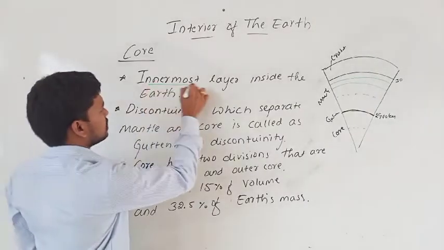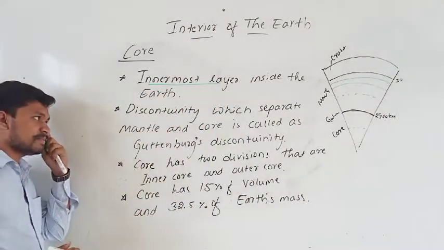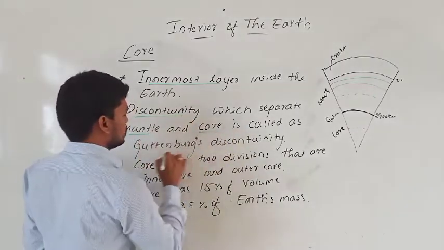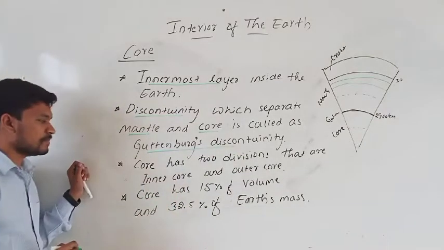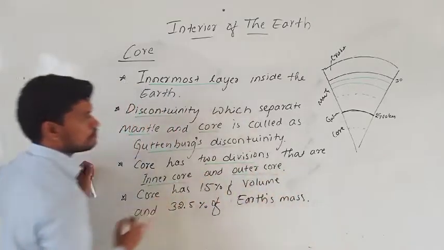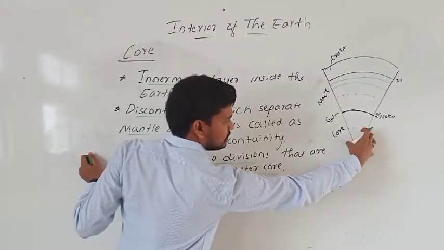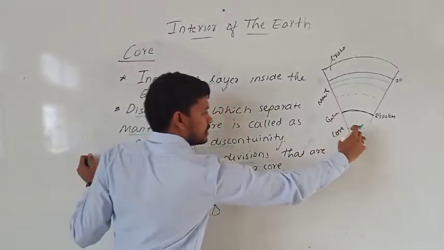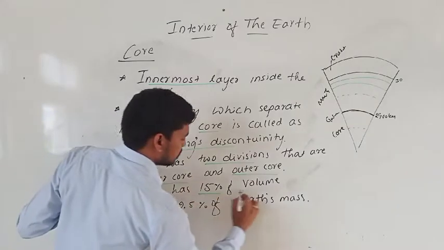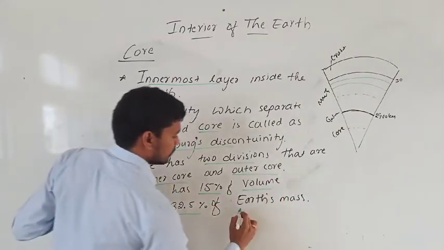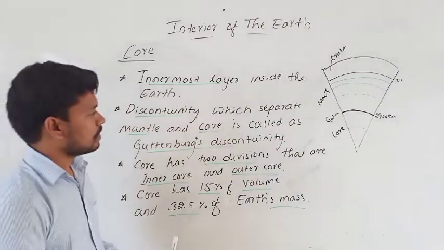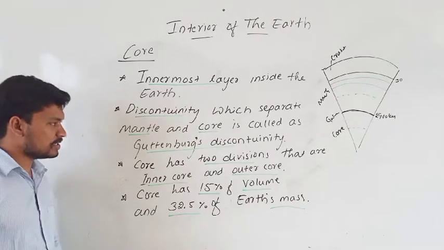So the core is the innermost layer inside the Earth. The discontinuity which separates mantle and core is called Gutenberg discontinuity. It has two divisions, inner core and outer core. The inner core is the innermost layer, and this layer is surrounded by the outer core. It has 15% of the volume and 32.5% of the Earth's mass. Here, write on this, go for the discussion.